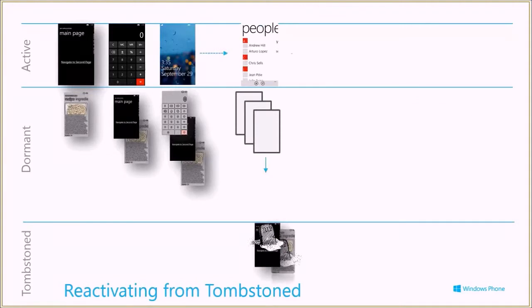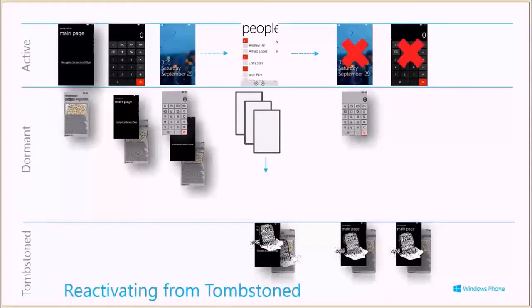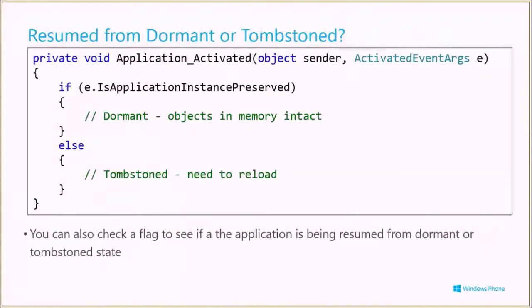Activation from dormant and tombstone, I think the demo is more than enough to go through that. When you're coming back from a dormant or tombstone state, that's when your application is being activated, which means the application activated event will be triggered, and whatever code is there will be executed. This if-else condition is what you need to know whether the application is coming from a dormant or a tombstone state.